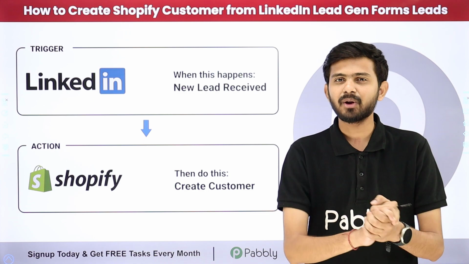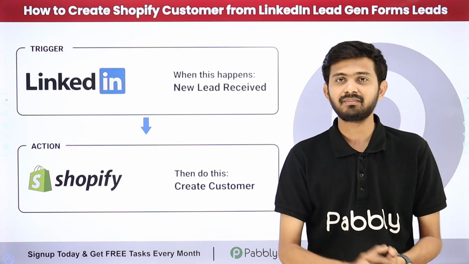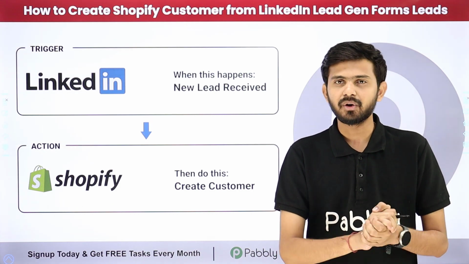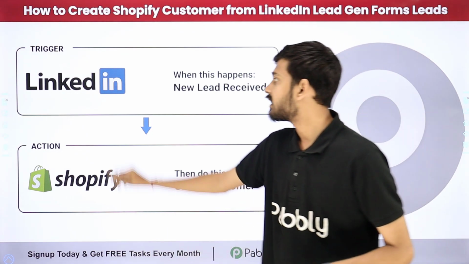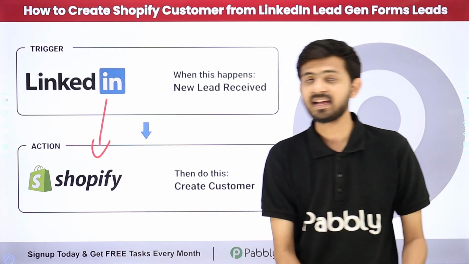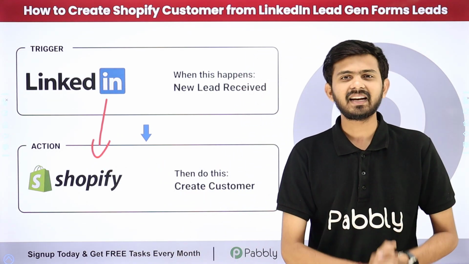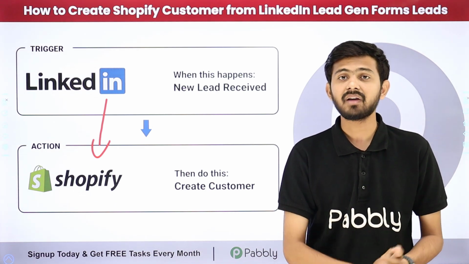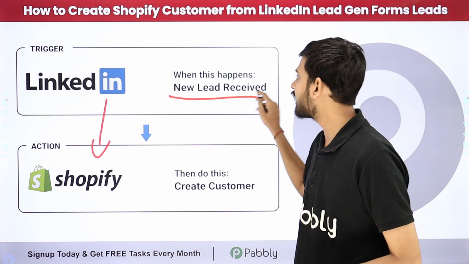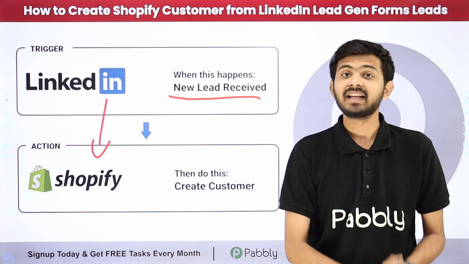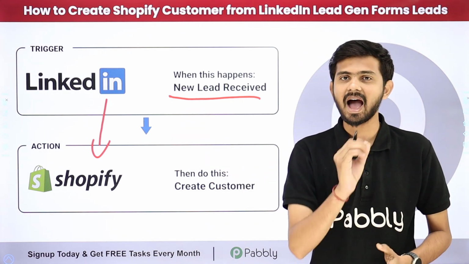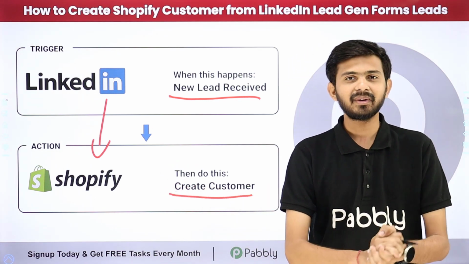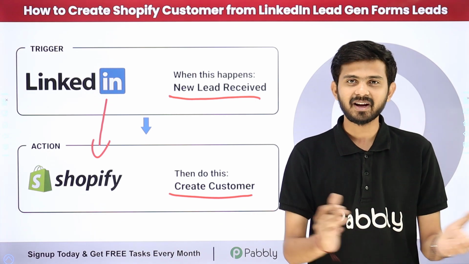So for doing that, I'm going to build an automation between LinkedIn lead gen forms and Shopify. I'm going to build a connection between these two applications just by using Pabbly Connect. Pabbly Connect is an amazing software for automation and integration. Now with Pabbly Connect, whenever I receive a new lead through LinkedIn lead gen ads or LinkedIn lead gen forms, then automatically, by using those details, I'm going to create a new customer in Shopify. So how am I going to build this connection? For that, let me take you to my computer screen.